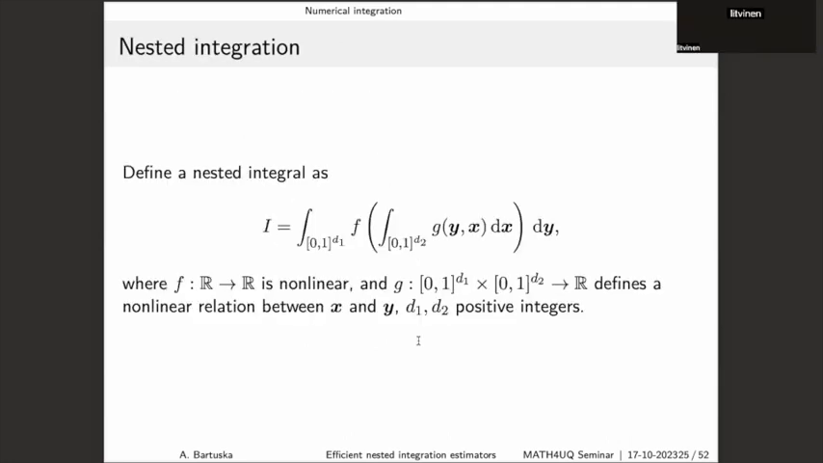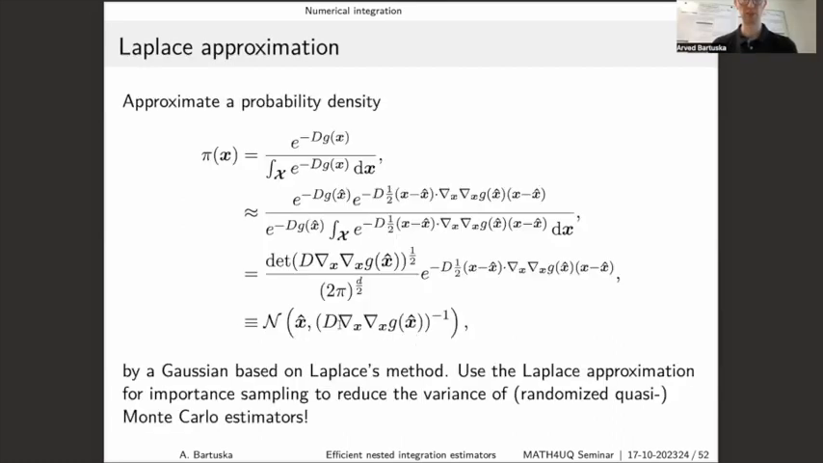I'm sorry, Arved. Question: do you have any numerical issues computing this covariance matrix, its inverse, and determinant? For our examples, no, because we are in fairly small dimensions.